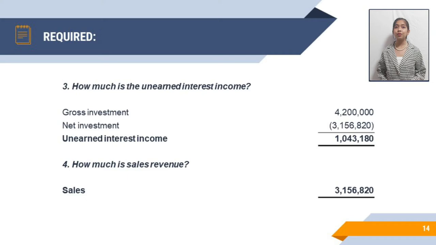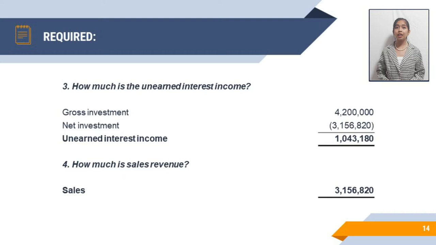So how much is the unearned interest income? The unearned interest income is the difference between the gross investment and the net investment. Therefore, 4,200,000 less 3,156,820 is equal to 1,043,180. So, sa sales revenue naman, again, as what I said earlier, the sales revenue is equal to the net investment or fair value of the asset.